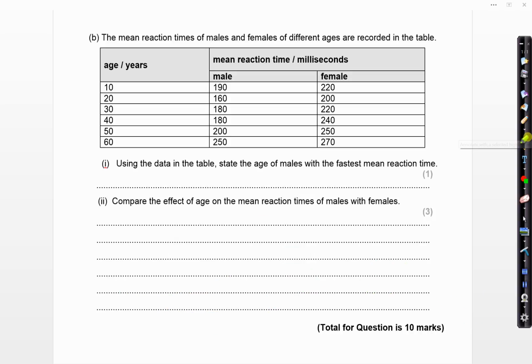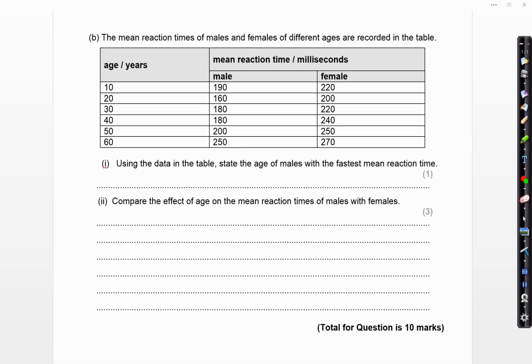So we're now moving on to part B. The mean reaction times of males and females, different ages, are recorded in the table. So a sensible thing to do at this stage is just to try and understand what this table is telling us. So we can see the age going up every 10 years, the reaction times of males and females. We can see how those change every decade.